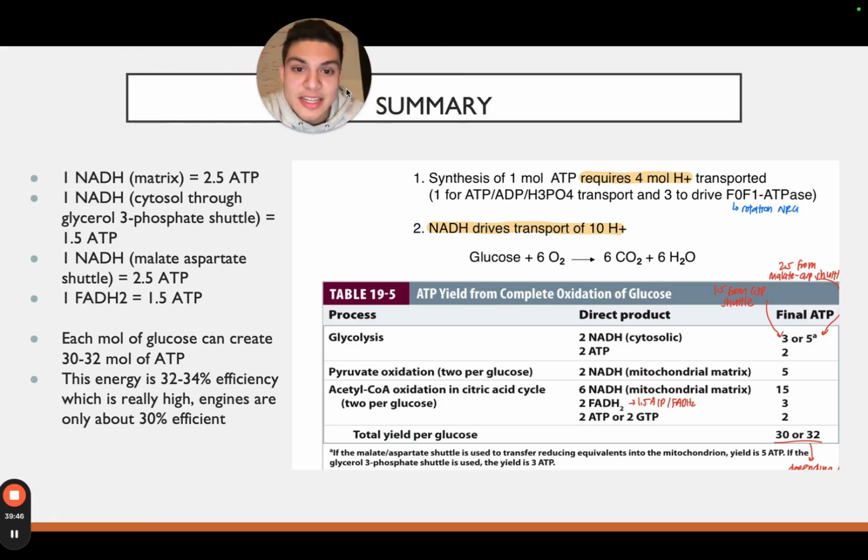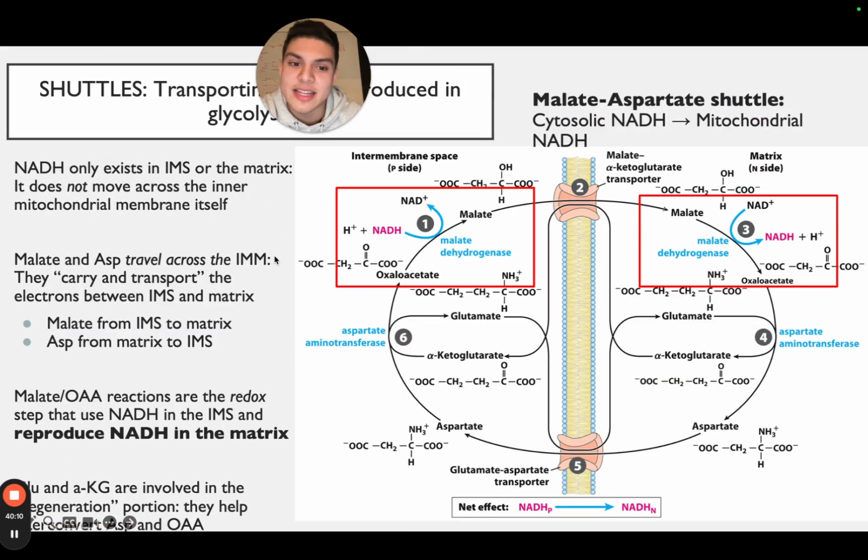And then this is just a nice, neat summary. The thing I recommend that you solidify is these numbers. 1 NADH of the matrix forms 2.5 ATP. 1 FADH2, whether it's in the cytosol or whether it's in the matrix, will form 1.5. And then the malate aspartate shuttle and also the glycerol 3-phosphate shuttle, they're different in that the malate aspartate, remember, conserves it because we move our NADH inside.